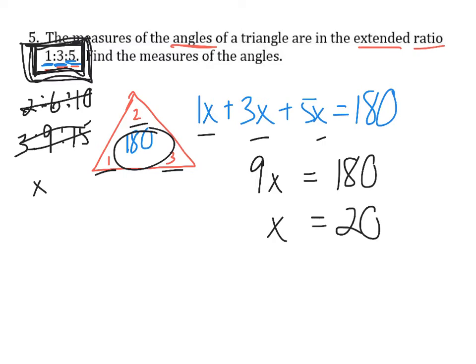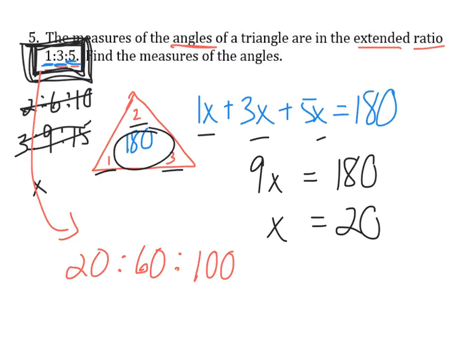Well, if x equals 20, that means my original ratio before it was simplified was 20, 60, and 100. These three together do add up to 180. And if I simplify, it's going to bring me back to the ratio 1, 3, 5.